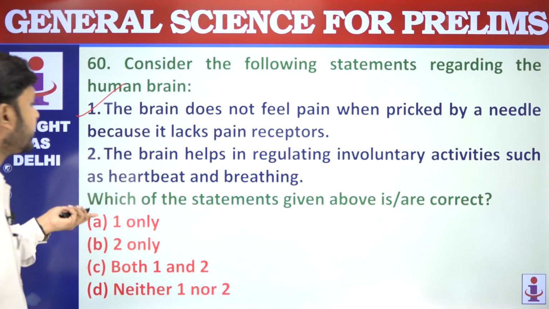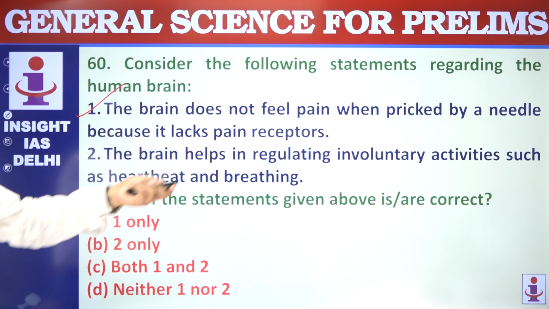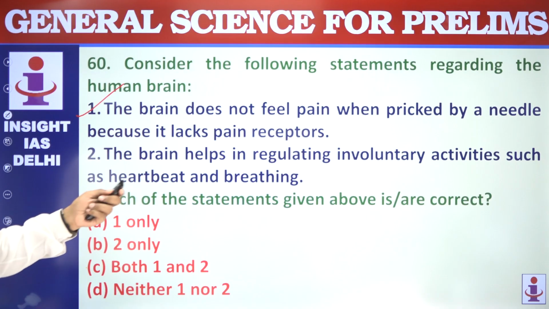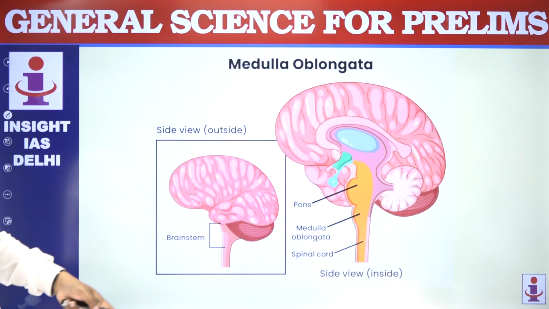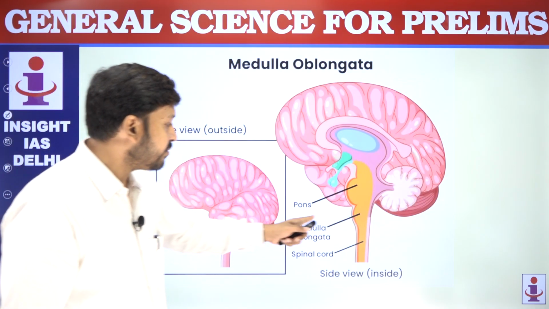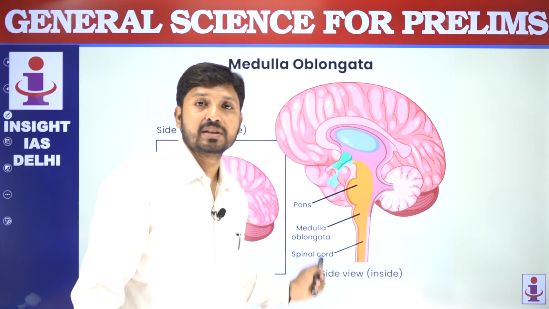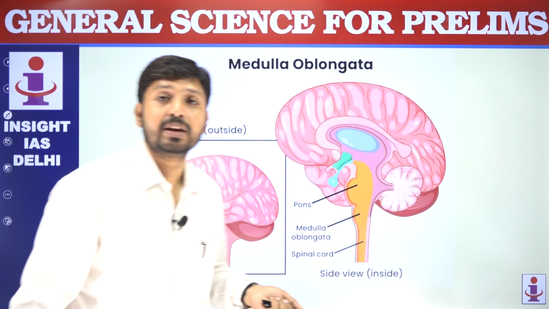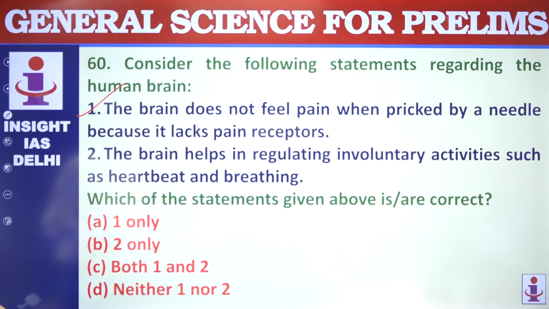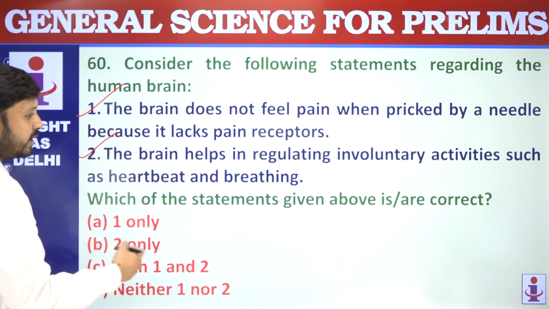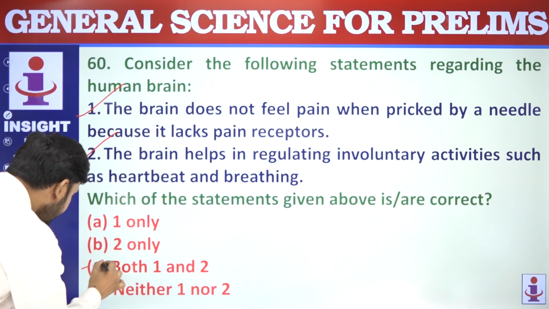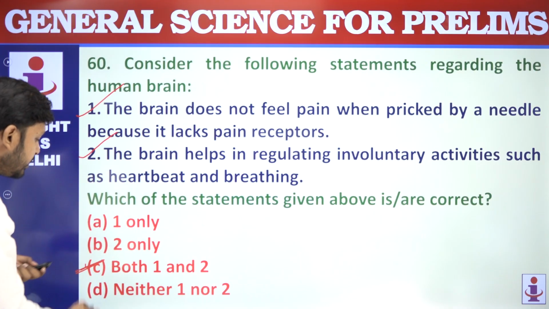Next one. The brain helps in regulating involuntary activities such as heartbeat, breathing, all these things. Within the brain, can you see this is the brainstem? Within the brainstem we have the medulla oblongata. This is the one which is responsible for controlling the involuntary actions that are there in our body. So this can also be the right one, and they are asking for the correct. So both are correct. So C will be the answer, which is having both statements.